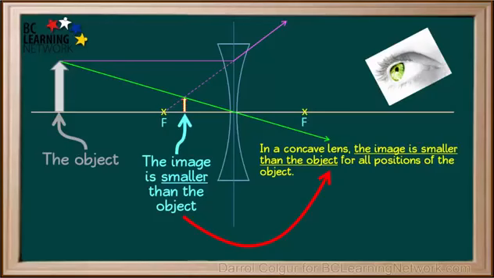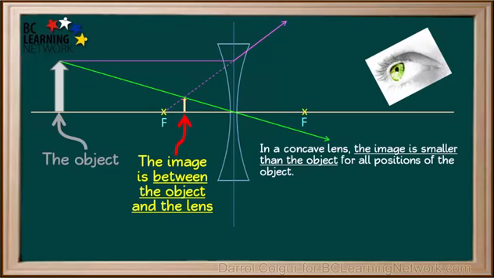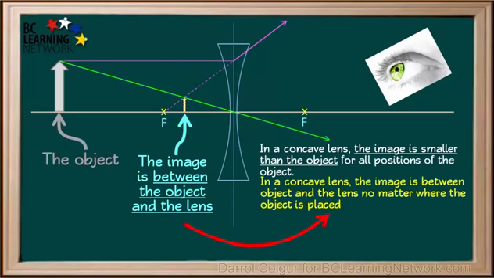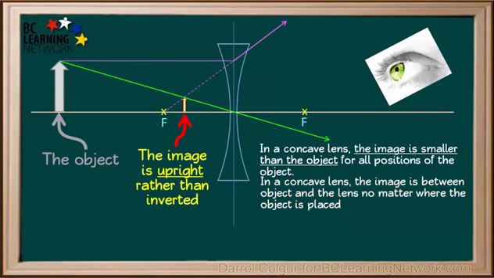We'll review what we found here by comparing the image with the object. First, as we saw, the image is smaller than the object, and this is true no matter where the object is placed. We also see that the image is on the same side of the lens as the object, between the object and the lens. For a concave lens, the image is always between the object and the lens, no matter where the object is placed. We also see that in this case, the image is upright rather than inverted.